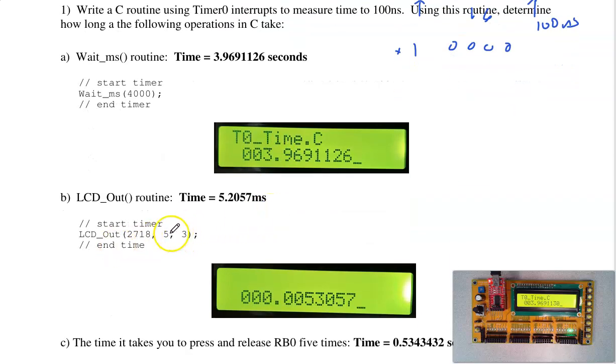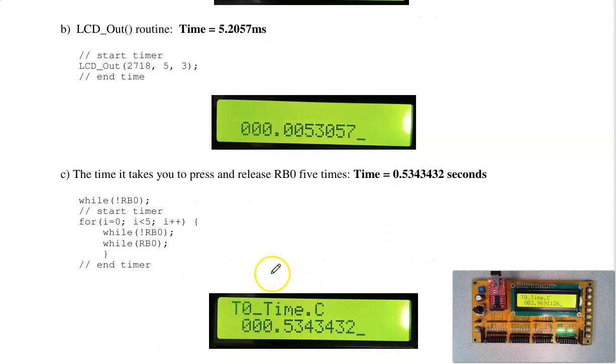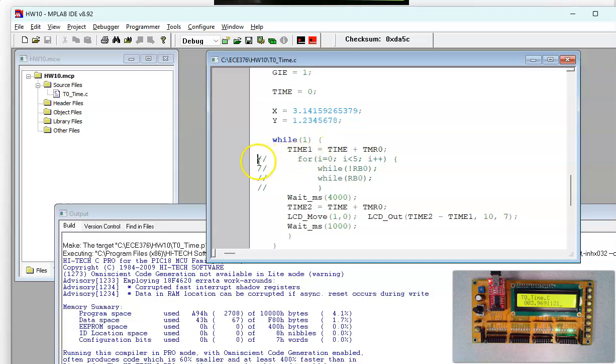There's an LCD out routine. If I do this, output the number 2.718 with 5 digits, 3 decimal points. Here's how long it takes. If instead I say, how long does it take to push the button 5 times? And this is what's nice about the bootloader that we have. Really easy modifying code and changing it. So here's the new improved code. I'm going to push the button 5 times. See how long that took.